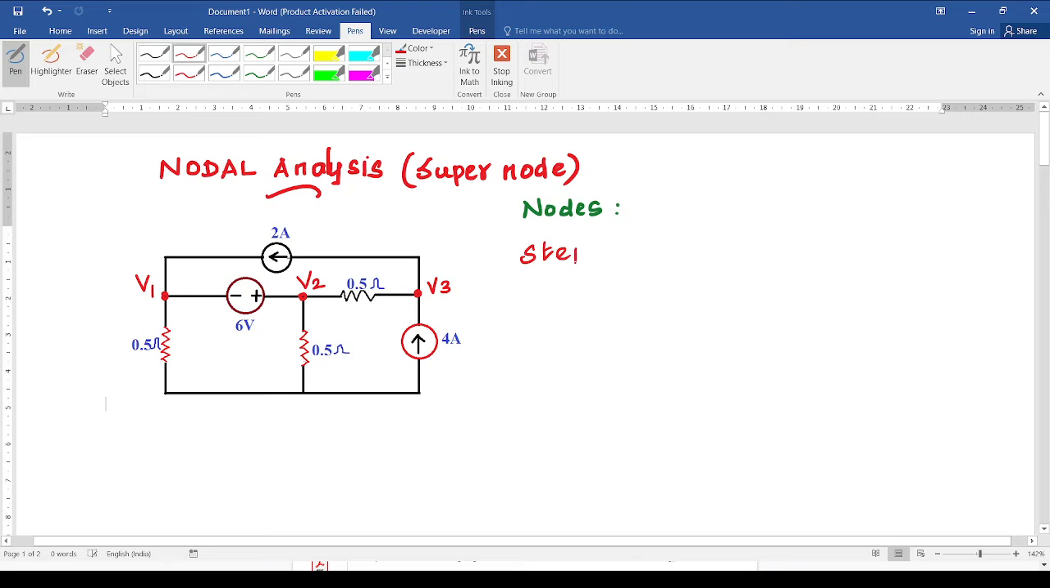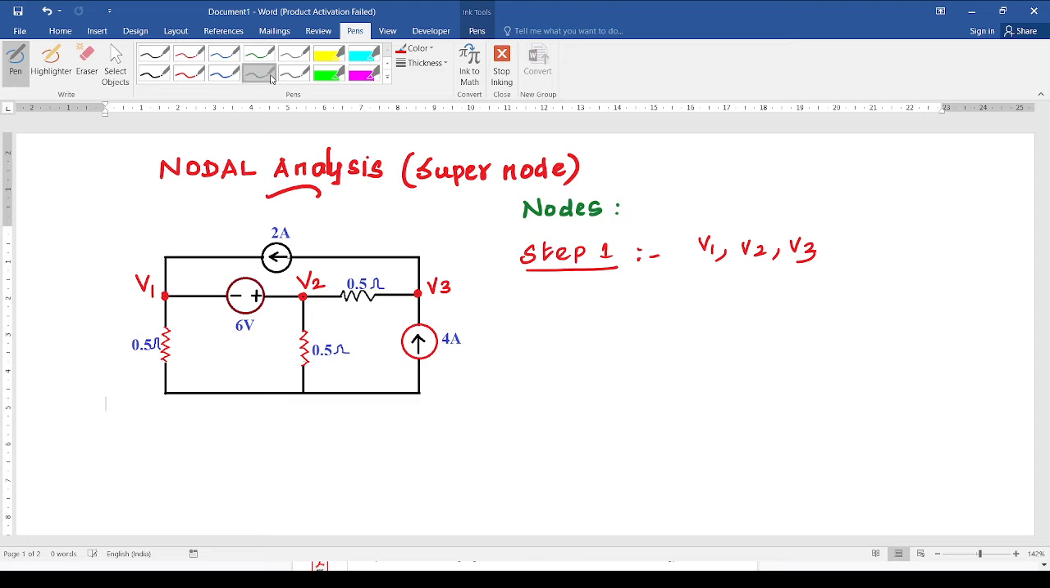First we have to see step number 1. Mark the nodal voltages, that is V1, V2 and V3. Then mark the current direction. There is an assumption that all the currents are flowing away from the junction. V2 also, all the currents are flowing away from the junction. V3, all the currents are flowing away from the junction.